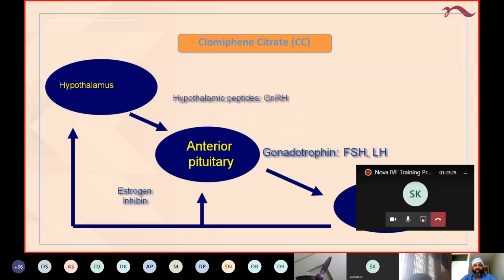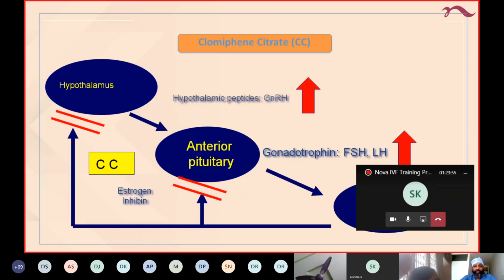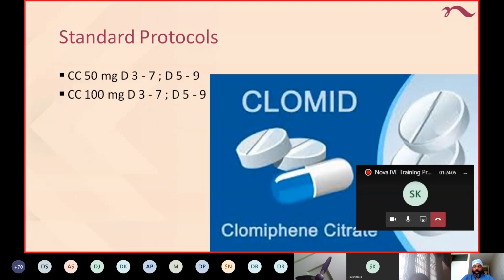So, clomiphene citrate action: it prevents the estrogen rise and thereby the feedback to the pituitary and hypothalamus, so the secretion of FSH is not stopped, and FSH and LH secretion is increased. This leads to an increase in the gonadotropin levels and follicle size. This is an important picture to understand the mechanism of action of clomiphene citrate, estrogen inhibition. So what are the standard protocols for using clomiphene citrate?